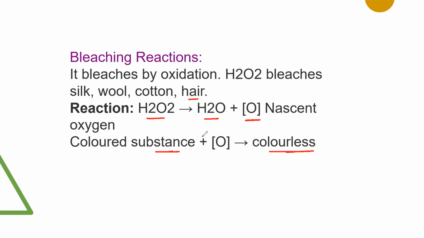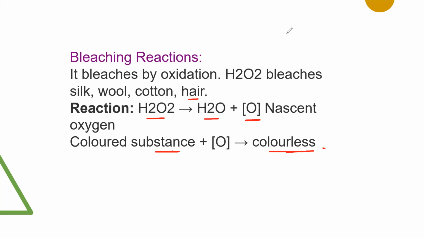So, hydrogen peroxide releases nascent oxygen, that is also called bond oxygen, which attacks the coloring matter to make it colorless. So colored substance combines with nascent oxygen and forms a colorless substance. This is called the bleaching action of hydrogen peroxide.